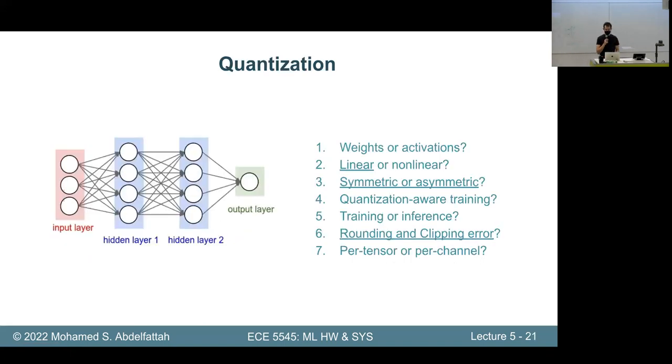Okay, so far we covered some of those points. We talked about linear quantization, how to quantize and how to dequantize. We talked about both symmetric and asymmetric, and that it depends on the zero point. And finally, we talked about rounding and clipping error and also different kinds of rounding.